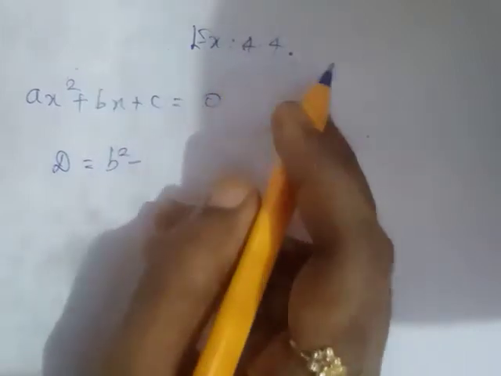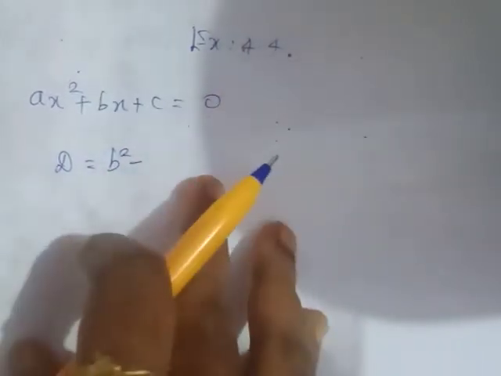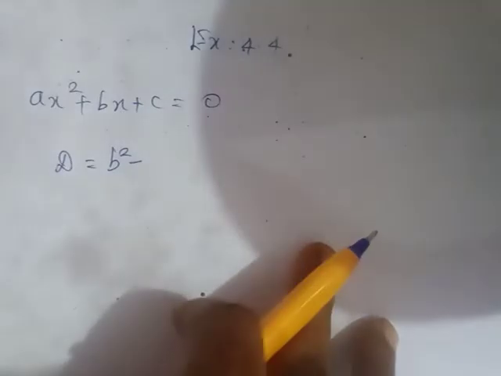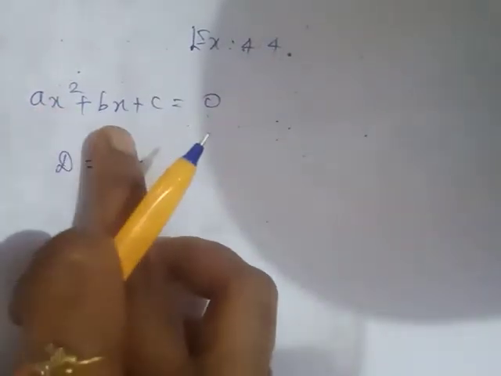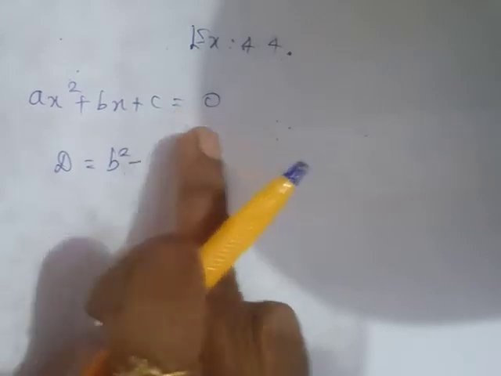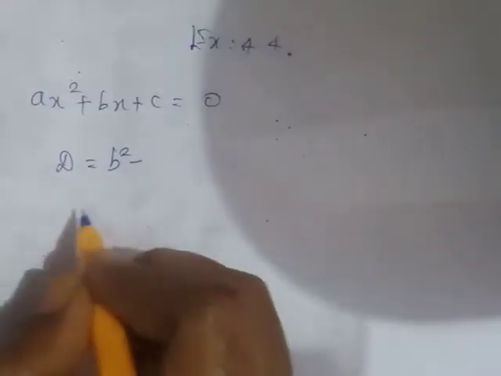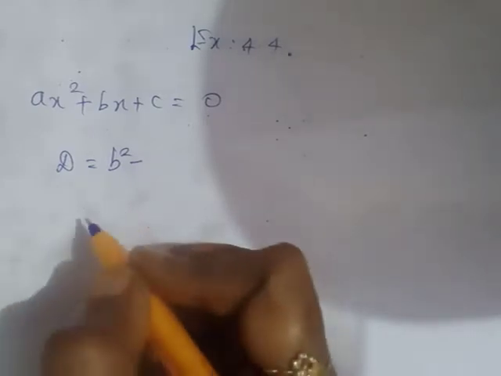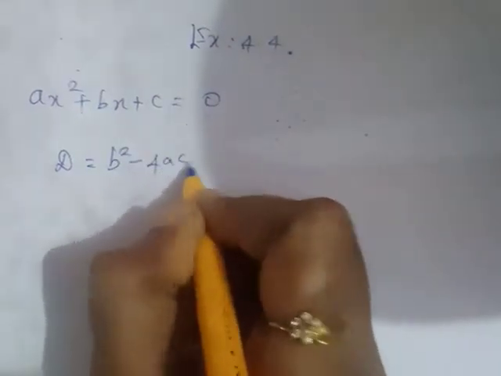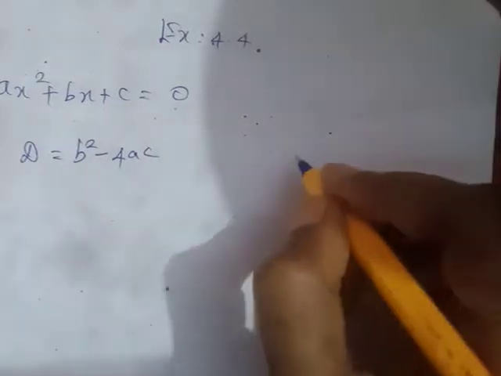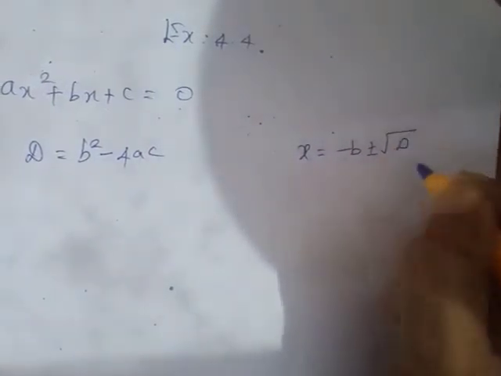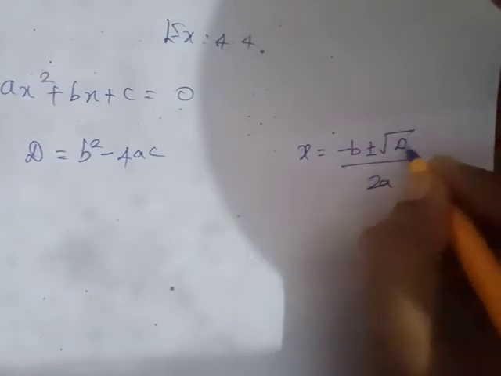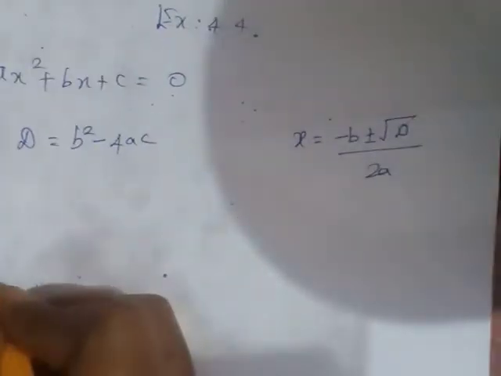Before going to exercise 4.4, we have to see some of the rules. Here, a general quadratic equation is ax square plus bx plus c is equal to 0. First we have to find out the discriminant. Before going to the quadratic formula, we have to find the discriminant D, which is equal to b square minus 4ac. Already you know the quadratic formula, minus b plus or minus root D by 2a. What is D? D is equal to b square minus 4ac.